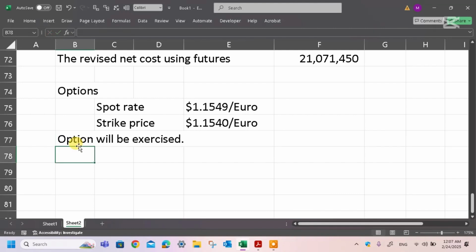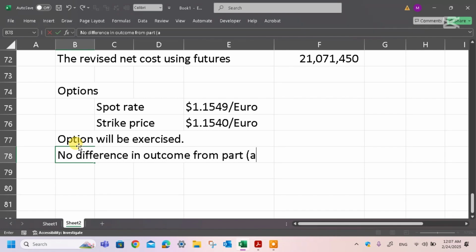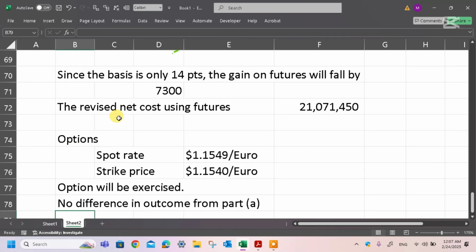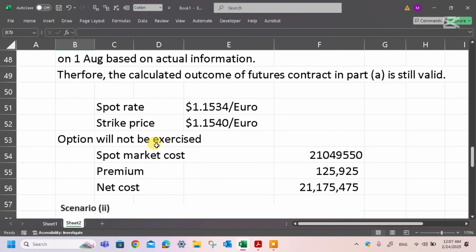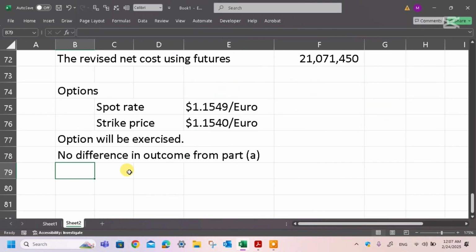Option will be exercised. If option is exercised, from part A, there is no difference. No difference in outcome. From where? From part A. Okay. Why in scenario 1 was it different? Option was not exercised there, so I had to recalculate. But now option is exercised. Part A assumption also had option exercised, so it will be the same outcome.